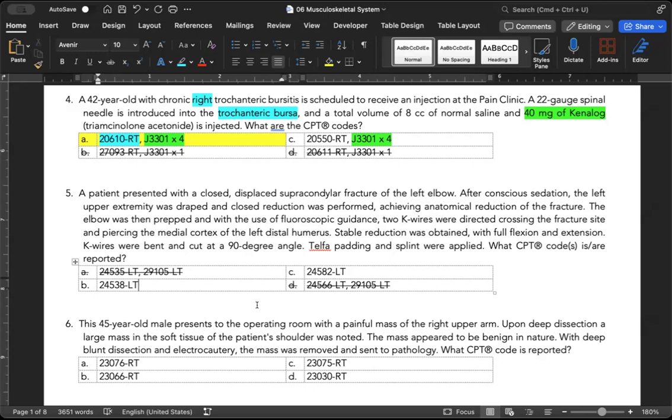So 24538 is a percutaneous skeletal fixation of supracondylar or transcondylar humeral fracture with or without intercondylar extension. And then 24582 is for percutaneous skeletal fixation of your humeral condylar fracture, medial or lateral, with manipulation.